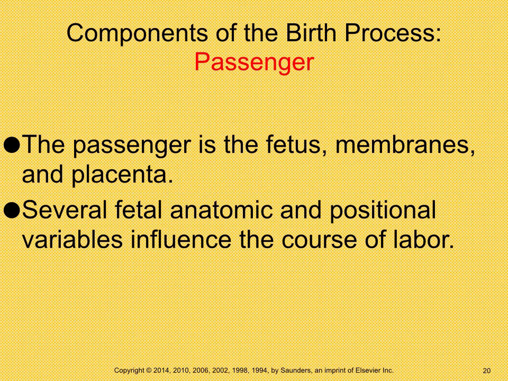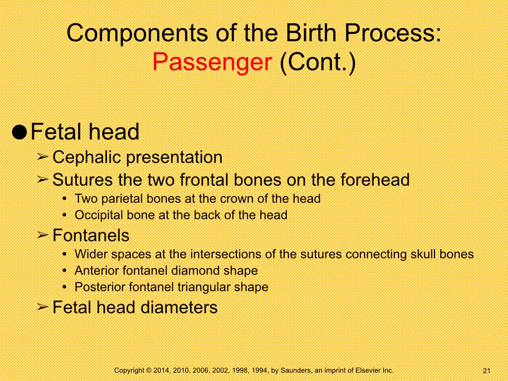Components of the birth process. The passenger. The passenger is the fetus, the membranes, the placenta, anything that is a product of conception that has to make its exit after the delivery. Several fetal anatomic and positional variables influence the course of labor. If the baby is in a position where they're facing up at the ceiling, with the occiput, or the top part of their head, the occipital bones, posterior in the pelvis, that's going to be a position that's more challenging for labor and birth. So that really influences the labor process itself.